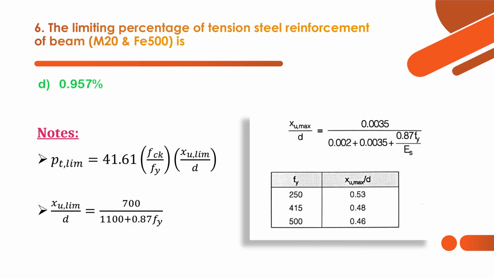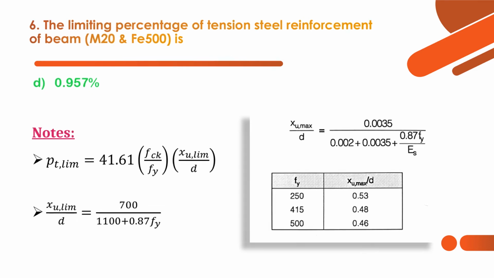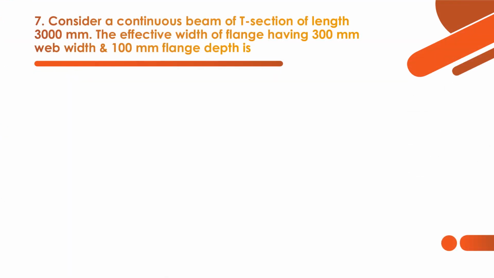Now we shall move on to the next question. Consider a continuous beam of T section of length 3000 mm. The effective width of the flange having 300 mm web width and 100 mm flange depth is.